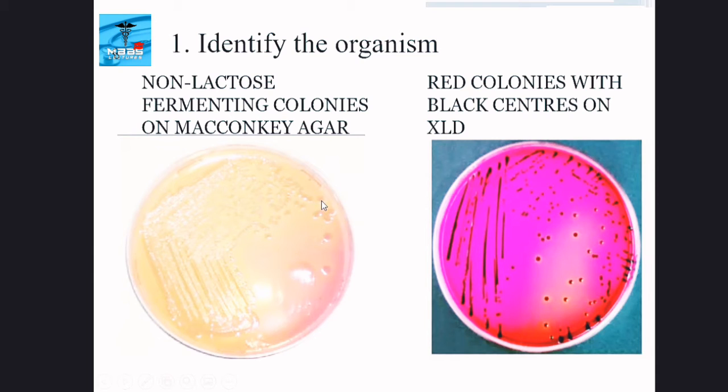Then on XLD we get red colonies with a black center. XLD means xylose lysine deoxycholate agar. So it is clear we get red colonies with a black center on XLD, and non-lactose fermenting colonies on MacConkey agar. The black centers on XLD are due to the production of H2S gas by the organism.